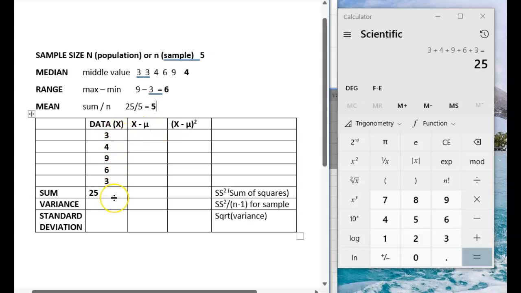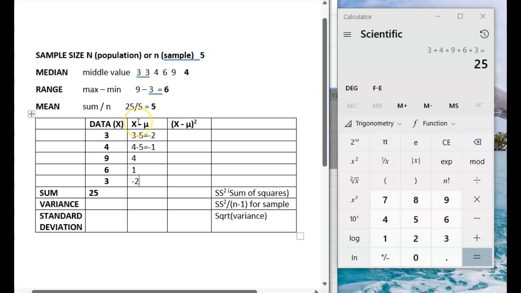So that is just some stats that we can calculate manually. Now, this is the process to come up with your standard deviation manually. First, we subtract the mean. This is the symbol mu. We subtract the mean from our data value for each data value. So here we have 3 minus 5. That gives us a negative 2. And here we have 4 minus 5, and that gives us a negative 1. I'm not going to retype that for every one of them. 9 minus 5 is 4. 6 minus 5 is 1. And 3 minus 5 again is negative 2.